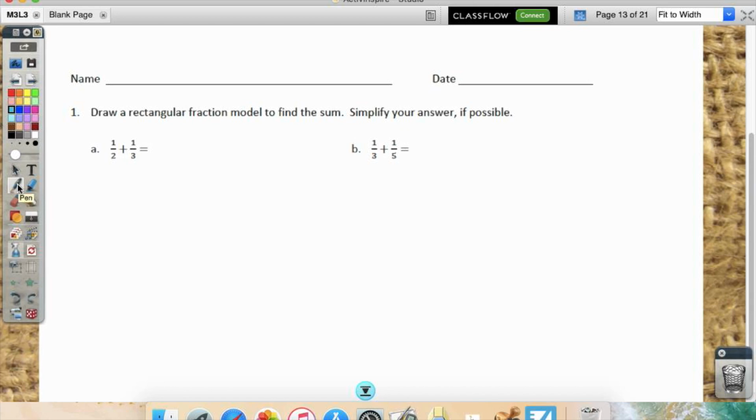Adding fractions with unlike denominators, okay? Who remembers? It's been 2 days. Who remembers what we need to do here first? You gotta multiply. It says draw a rectangular fraction model to find the sum. Simplify your answer if possible.